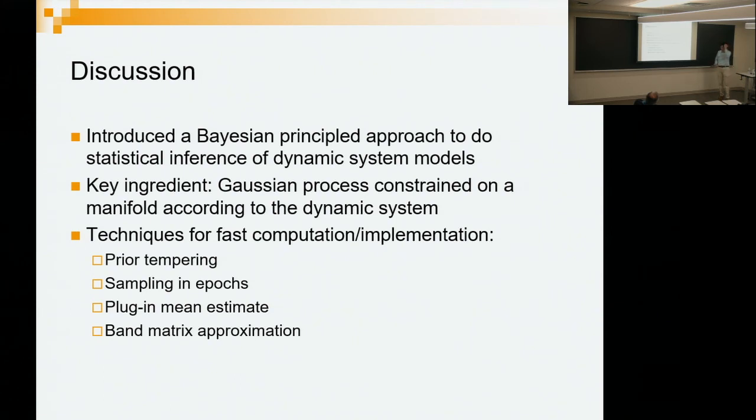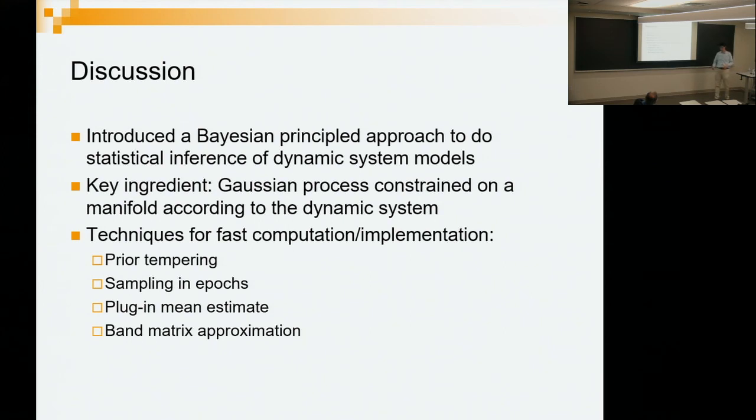I didn't mention the computation. There are actually a lot of computational tricks to make this calculation really fast. For example, prior tempering: you can start not only from one Gaussian process, but from multiple Gaussian processes with the covariance flattened, and later make them sharper and sharper. You can also sample in epochs, letting the different iterations of x go several epochs before you update your data and so on. And you can also use a plug-in estimate: you can first do a Gaussian interpolator and use that to jumpstart your inference.